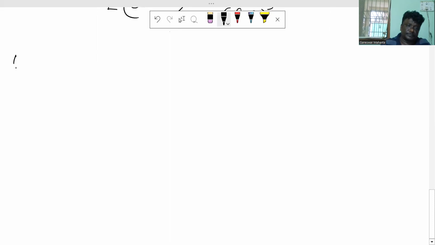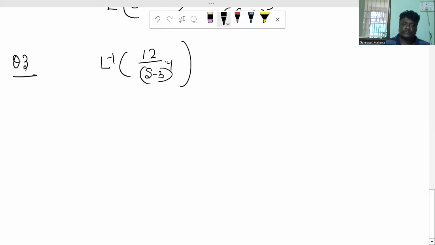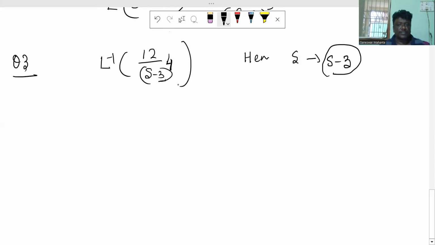Question number 3. What is question number 3? Find the inverse Laplace of 12 by s minus 3 to the power 4. Remember here that s is shifted to s minus 3, so you can apply the first shifting theorem. According to the first shifting theorem, when you remove the 3 part, the shifted value is removed here.